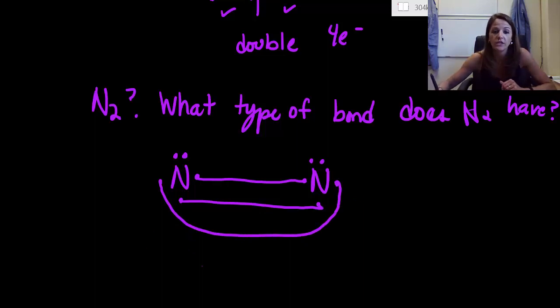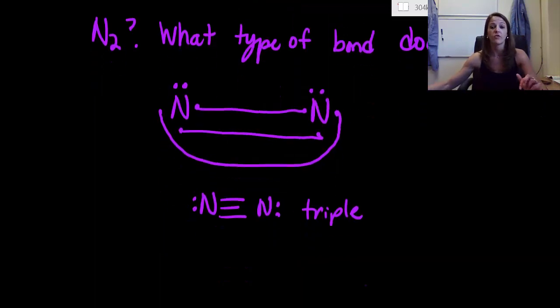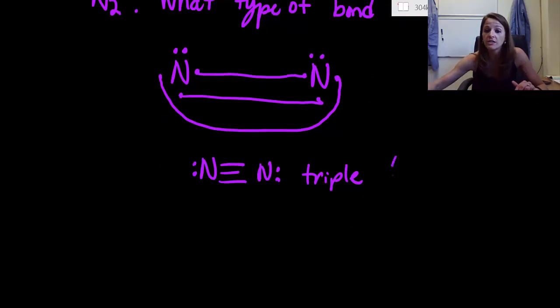So again, always redraw. So nitrogen, 1, 2, and 3. Another nitrogen, put your lone pair wherever you think it makes it look the prettiest, and come up with a perfect answer. So hopefully you said that nitrogen has a triple bond, which is absolutely correct. Now remember, a triple bond is sharing 6 electrons. Okay, so we must keep that straight in our head.